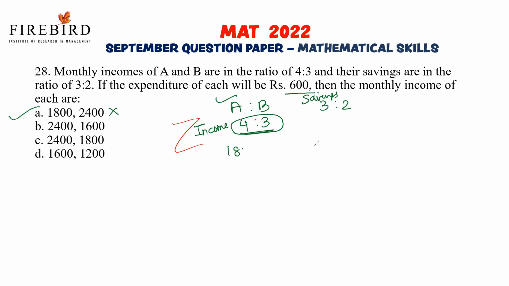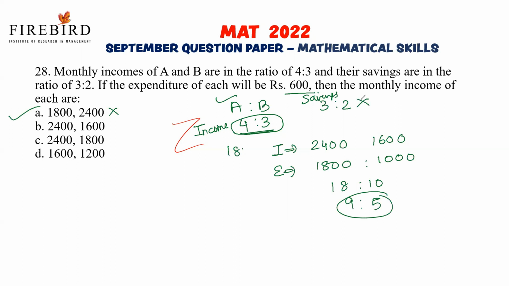Then if I take option B, 2400 and 1600 are their incomes, and their expenditure is 600. Then 2400 minus 600 is what? 1800 is to 1000. So if I take the ratio 18:10, the ratio of their savings will be 9:5, which is not the ratio given in the question. So option B is also not my answer.